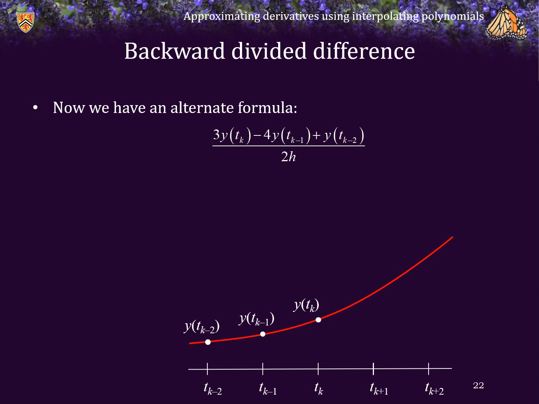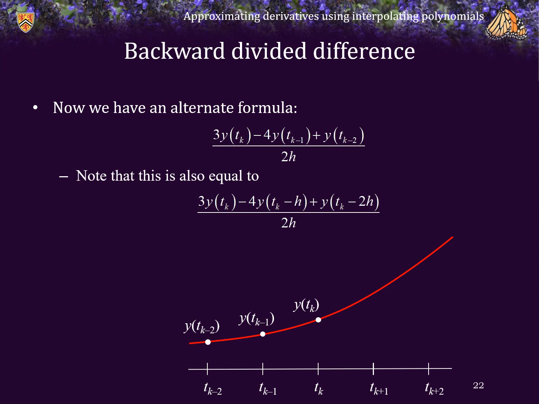All right, so going back to our original points, we now have a nice formula that approximates the derivative at t sub k using the values of y for t sub k minus 1, and t sub k minus 2. This is also equivalent to this formula where instead we have 3 times the value of y at t sub k minus 4 times the value of y at t sub k minus h plus y at t sub k minus 2h, all over 2h. But once again, what's the error?